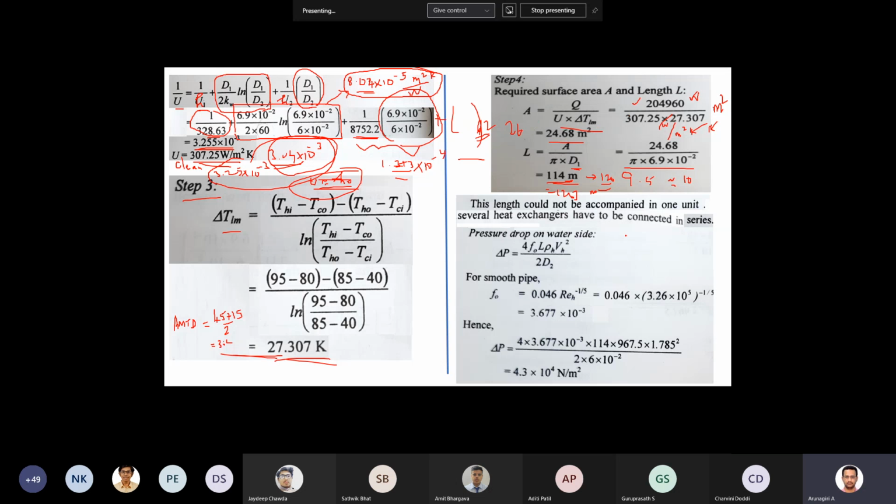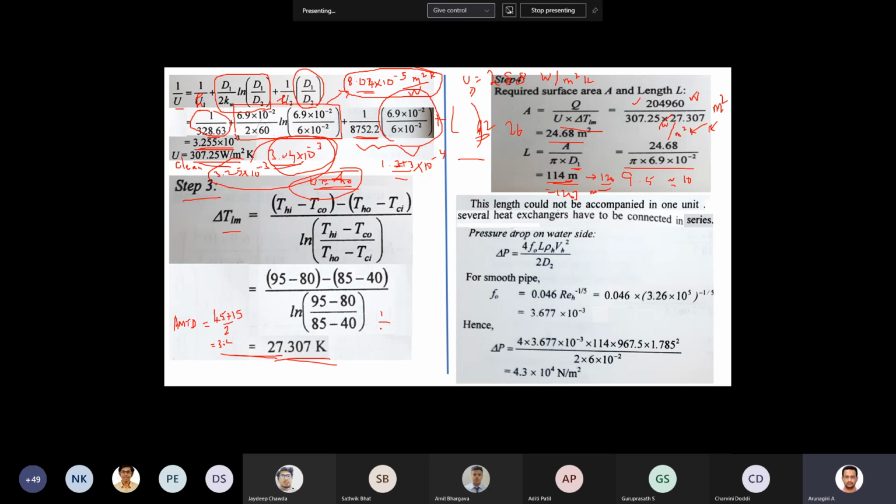Now you calculate the overall heat transfer coefficient. This is the area, 26 meters squared. So you can calculate U as 204,960 divided by 26 meters square, divided by the delta T LMTD, 27.31. So you will get 288. Your U becomes 288 watt per meter square Kelvin. So this is the U we have calculated. This is U dirty, you can say.